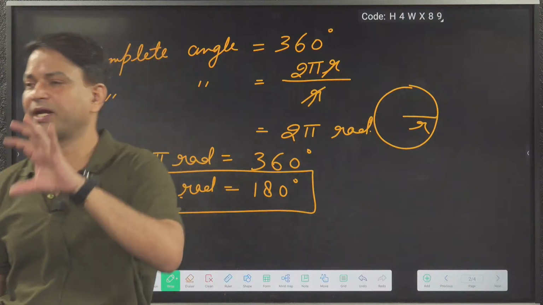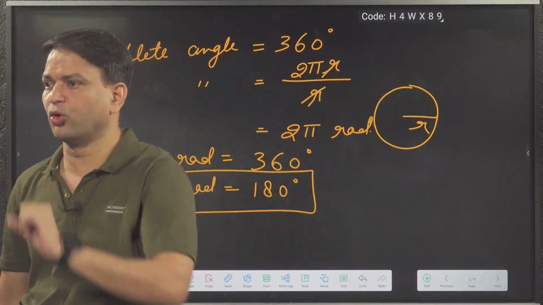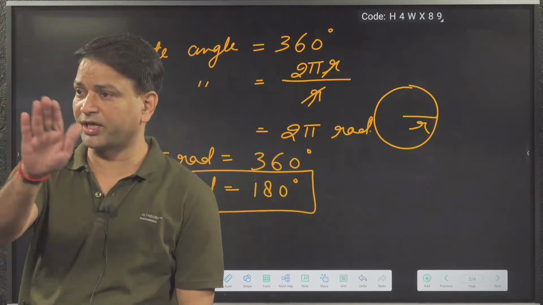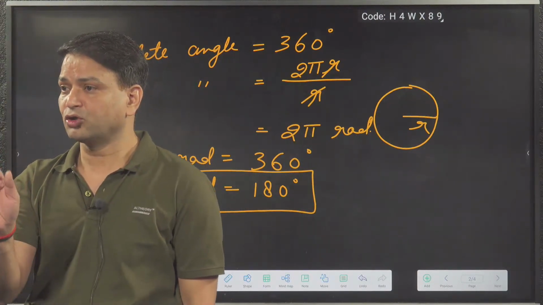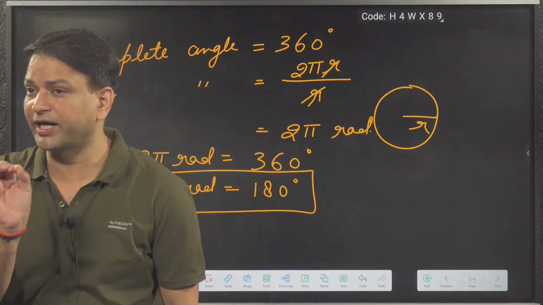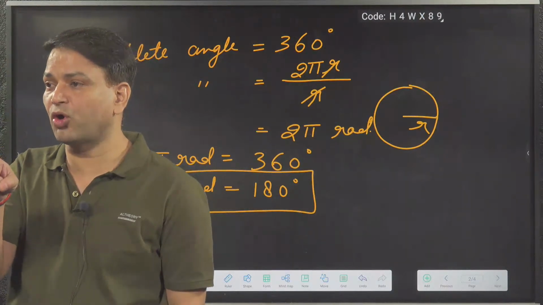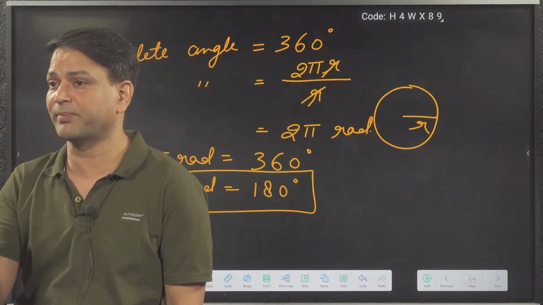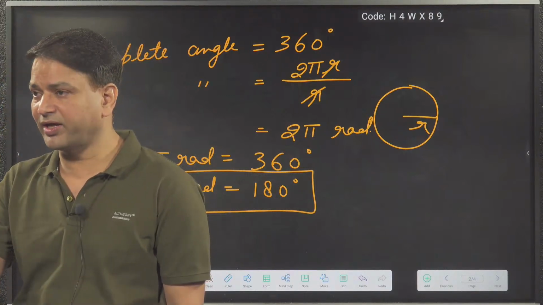Magnitude only: pi and 180. Everybody knows 180 is more. So when we are converting radian into degree, the radian magnitude is what? Pi. The degree magnitude is what? 180. Now, which magnitude is more? 180. I'm not talking about the unit, I'm just focusing on the magnitude. Pi radian is 180.